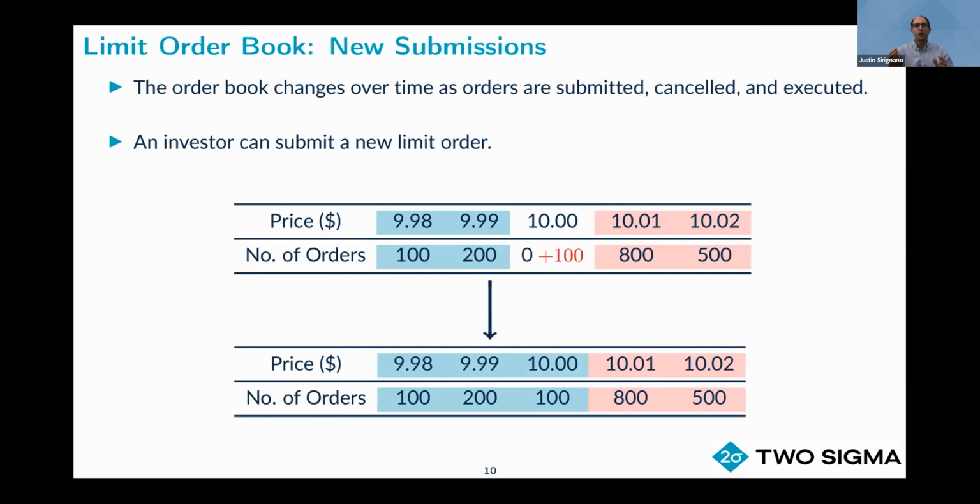So in summary, the order book evolves over time as new limit orders are submitted, existing limit orders are canceled, and transactions occur due to the submission of market orders, which are matched with limit orders. Depending on the stock, there can be hundreds of thousands or even millions of order book events per day.